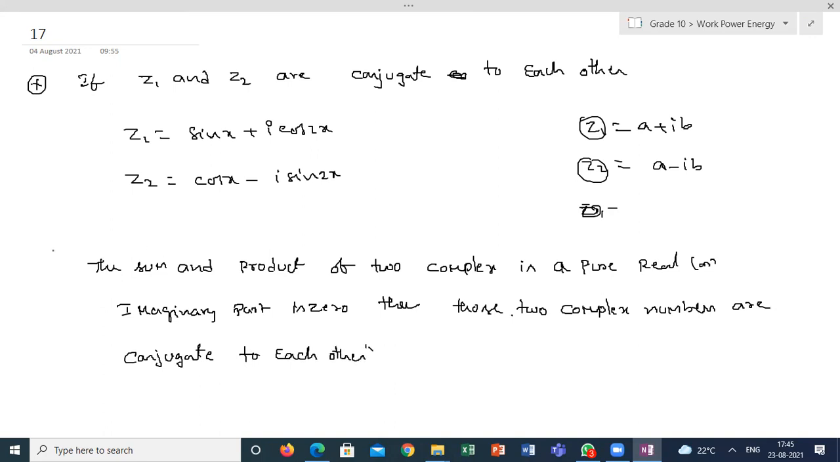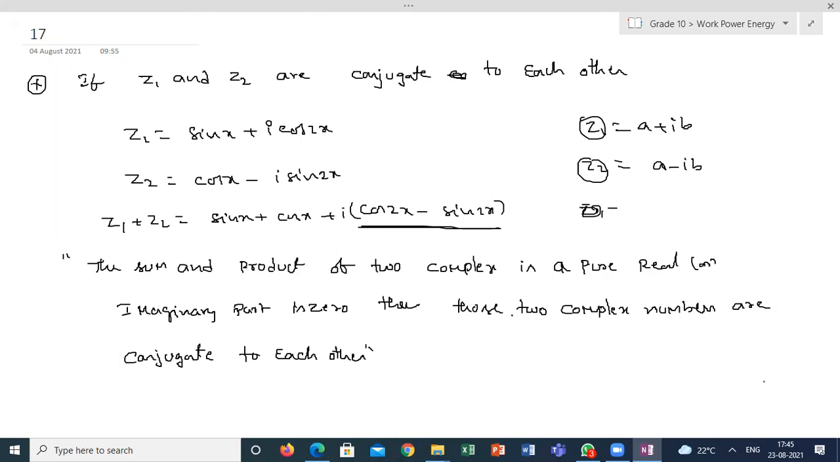With the help of this, you can take anything and you can solve. Yes, Z1 plus Z2 is equal to sin x plus cos x, cos 2x minus sin 2x. So no value of x, it will be conjugate. Or you can take Z1 into Z2 where the imaginary part should be 0. So the imaginary part should be 0. Why? How can you say no complex number is conjugate?